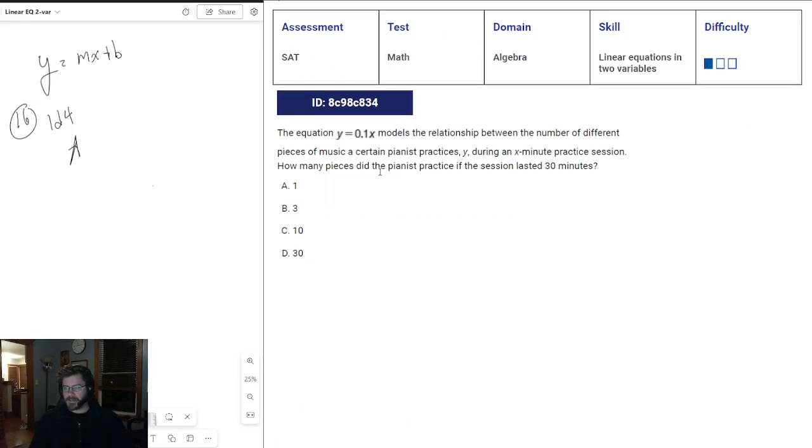We got another easy one here. Linear function, slope is 0.1, no y-intercept, so we understand the y-intercept to be 0. Don't care about any of the context here. How many pieces of pianist practice if the lesson lasted 30 minutes? Well, x is the number of minutes, so we just plug 30 into there. And of course, question 17, code 834, that's going to be y equals 0.1 times 30, because x is in minutes. They just told us 30 minutes. Multiplying 0.1 times 30 is very simple. You just move the decimal over. So that is 3, the B.